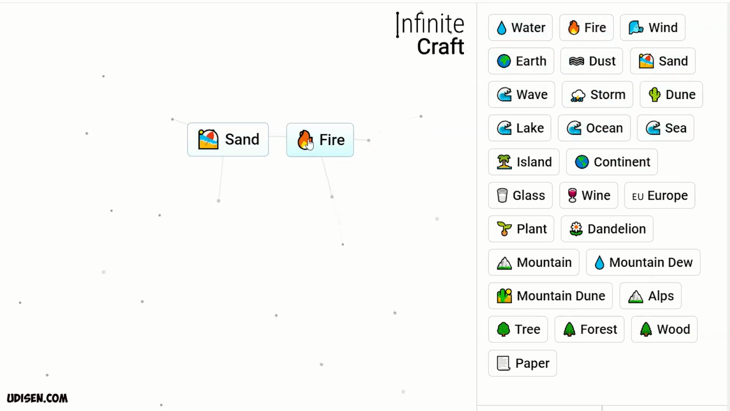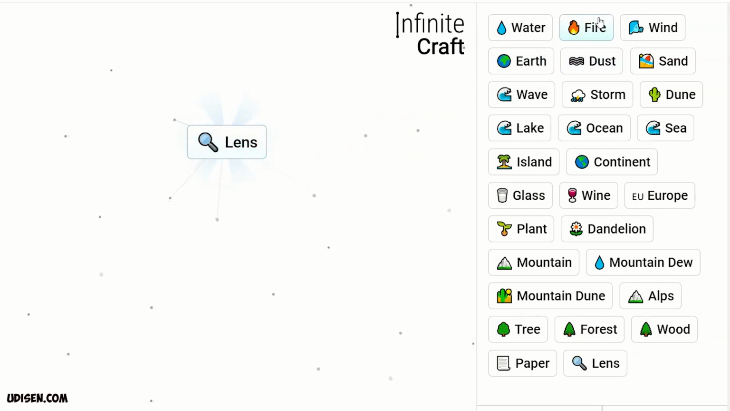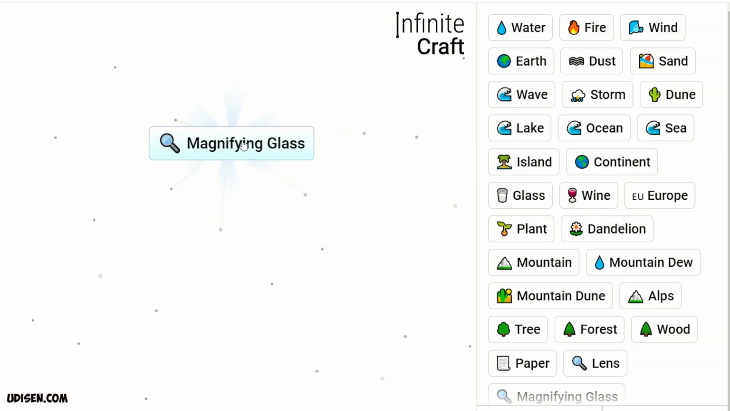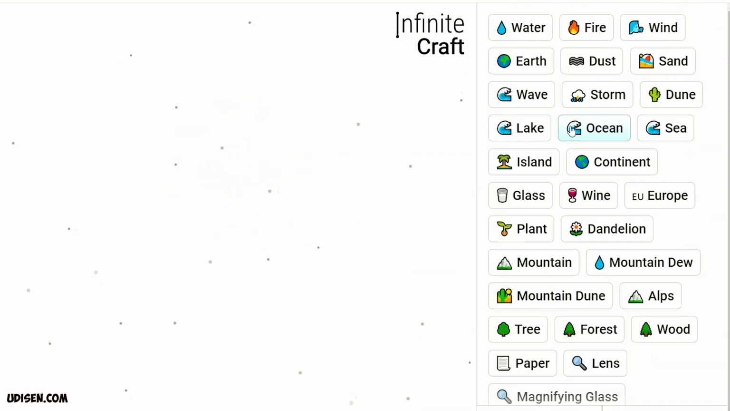Okay. Sand and fire. Glass. Glass and fire. Lens. Lens and fire. Magnified glass. Two of this type of glass. Telescope. Telescope and magnified glass. Microscope. Leave microscope here. Then, plant and water.